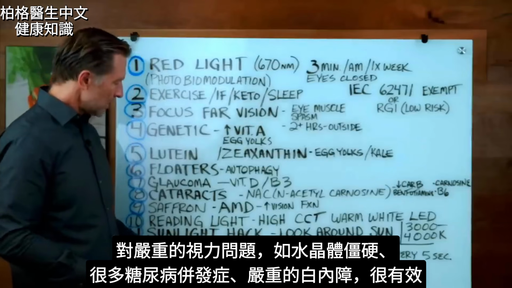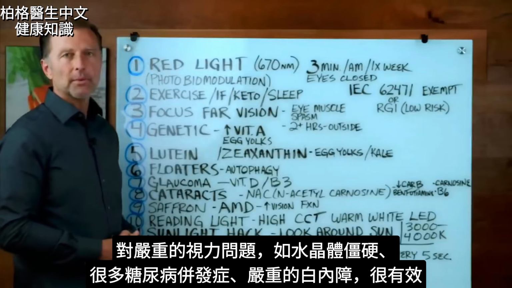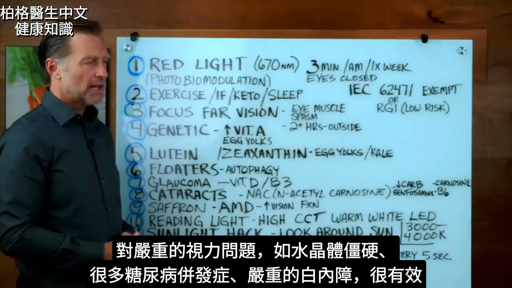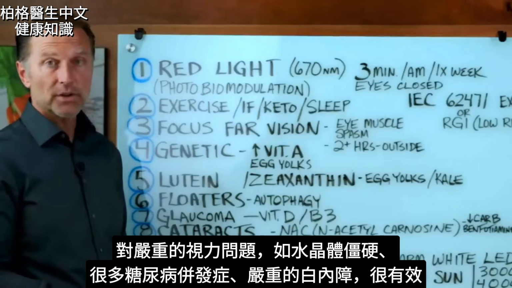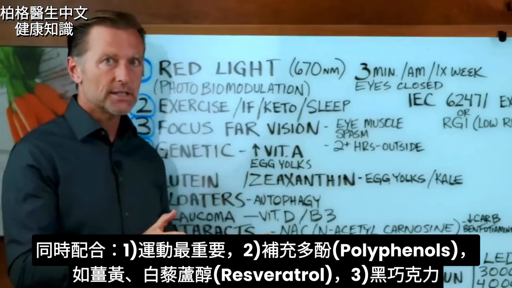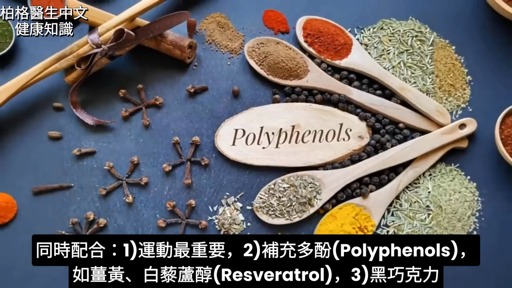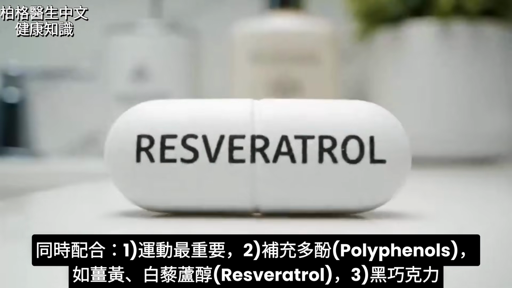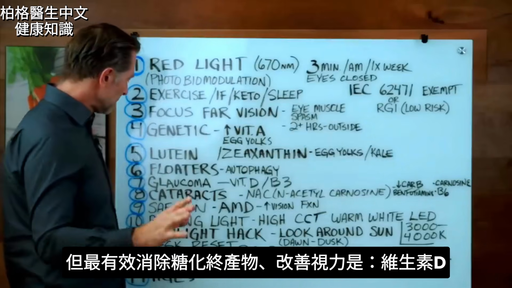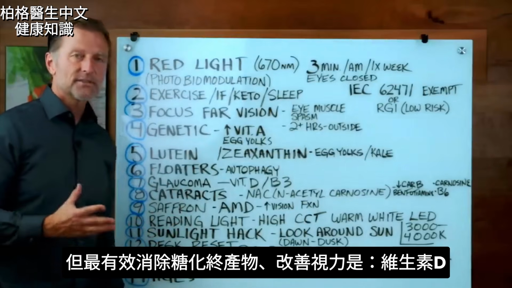And again, this can also help if you have advanced visual problems involving your lens being very rigid, or you have a lot of complications from diabetes anywhere in your body, or you have advanced cataracts. You need to be doing all these things I'm mentioning. Exercise is a big one as well. Polyphenols, like certain herbs like turmeric, resveratrol, and even dark chocolate. But probably the number one most powerful thing that can help you with this, as well as other problems with the eye, is vitamin D.